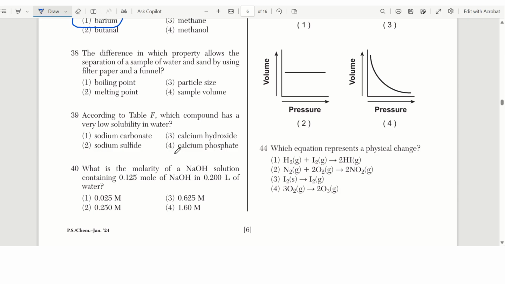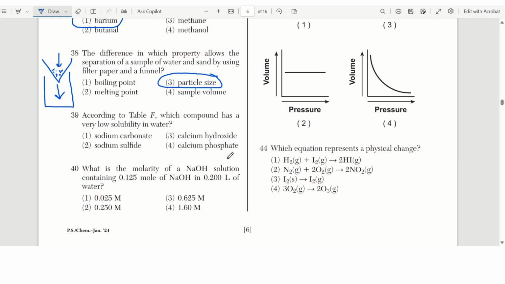Number 38, the difference in which property allows the separation of a sample of water and sand using a filter paper and a funnel. So here's a beaker, we've got a filter paper, we put sand and water, sand gets stuck on the filter paper and the water goes through. So what different properties do they have? Well, they have a difference in particle size. Particles that are too big get caught on the filter paper.